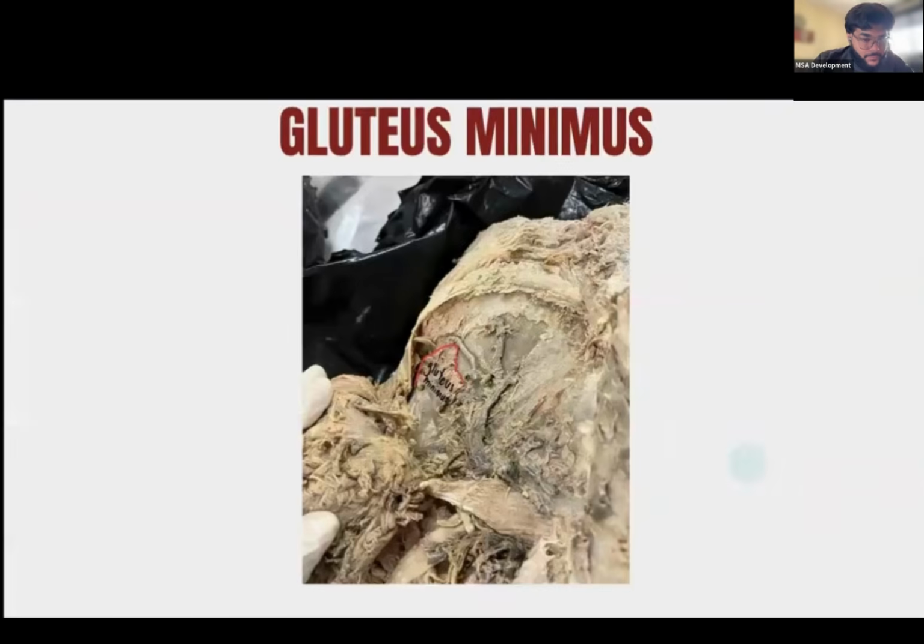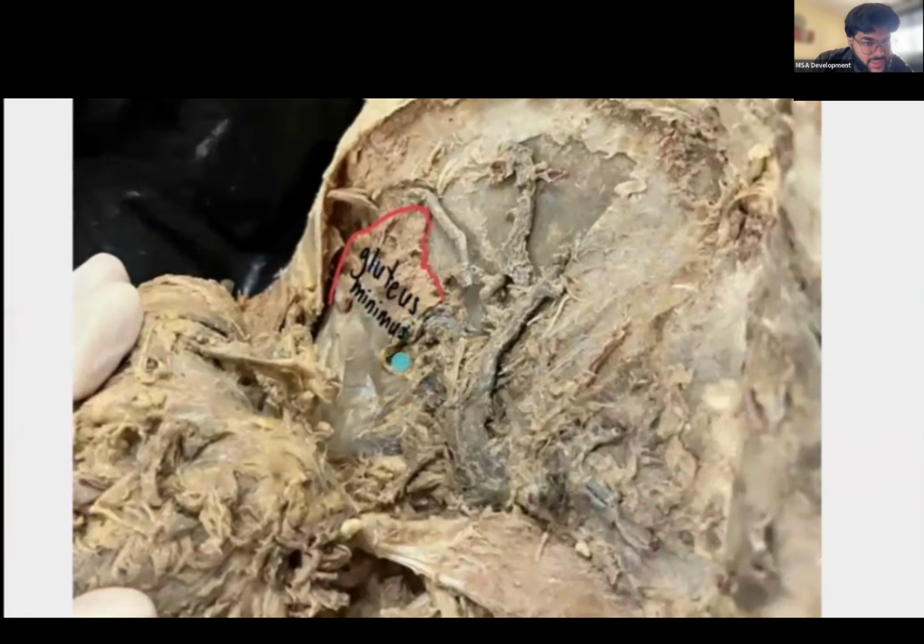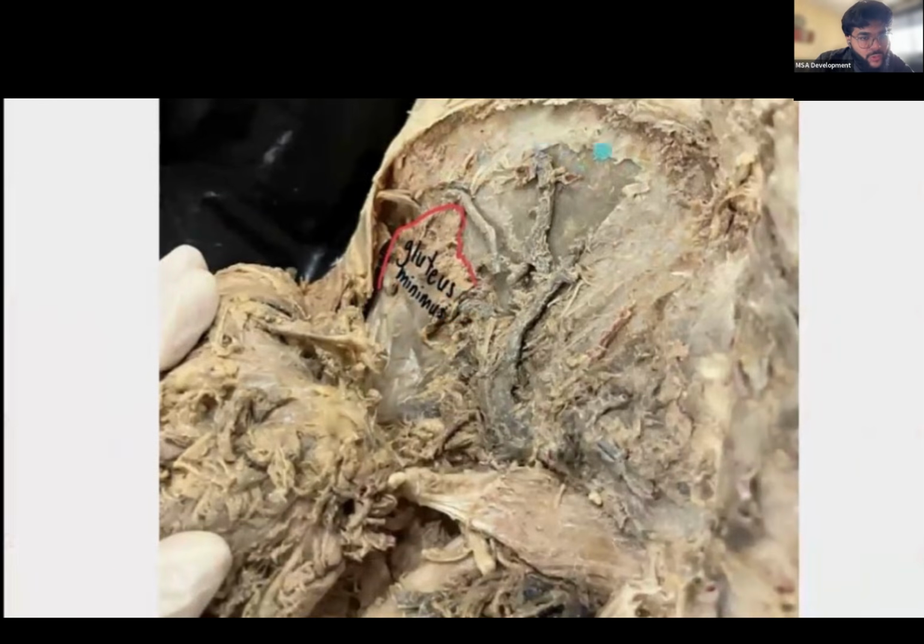Now, over here, you can see this very small muscle right here is your gluteus minimus, okay? Now you've removed both the gluteus maximus and the gluteus medius, and right underneath both of them is your gluteus minimus.